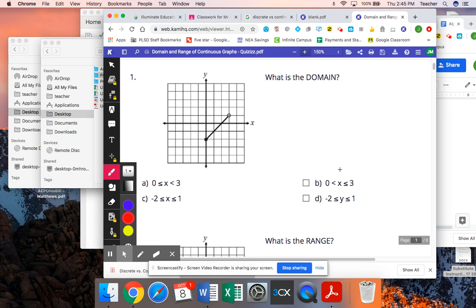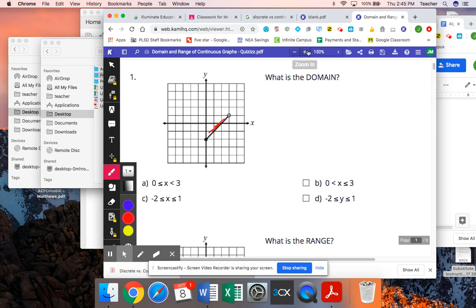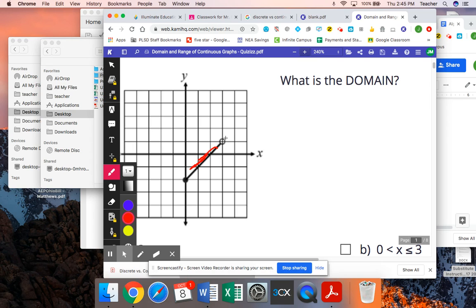All right. So I have this graph and it is continuous because there is a straight line going between them. Notice the endpoints. Let's take a look at these endpoints. The endpoint here is an open circle. That means you do not include it. This is a closed circle, which means you do include it, right? We learned that when we talked about inequalities.